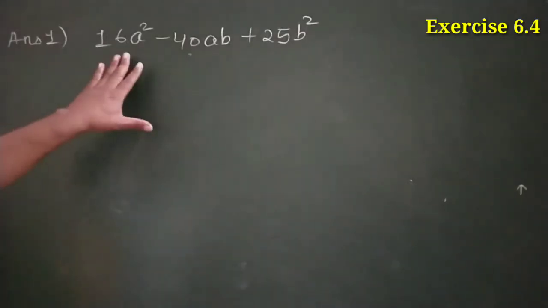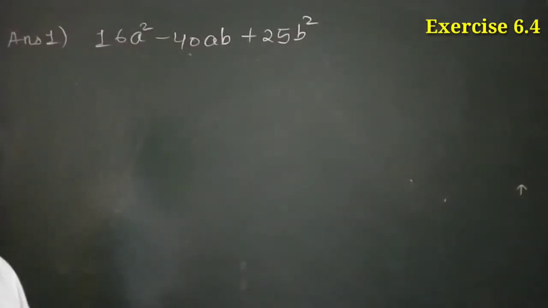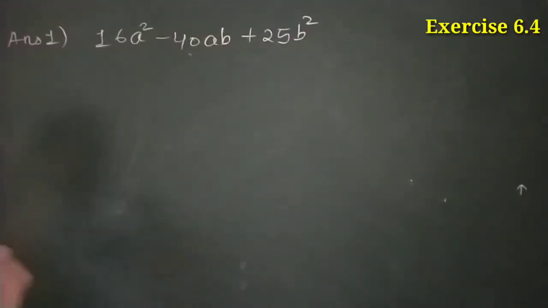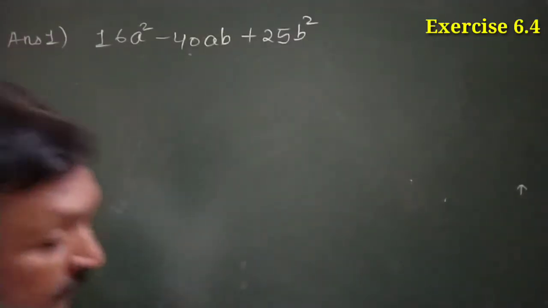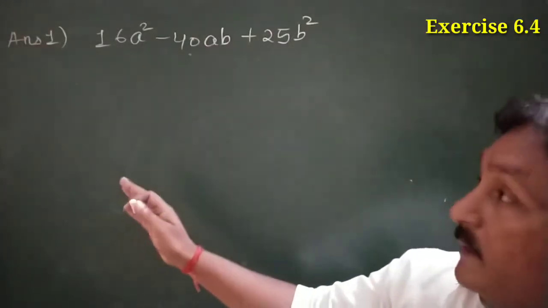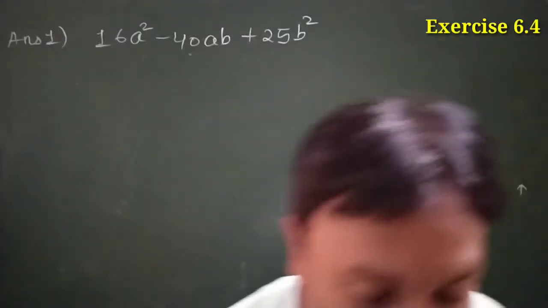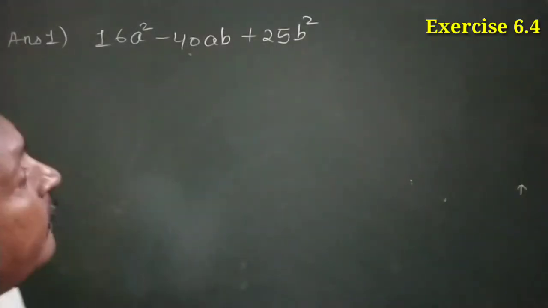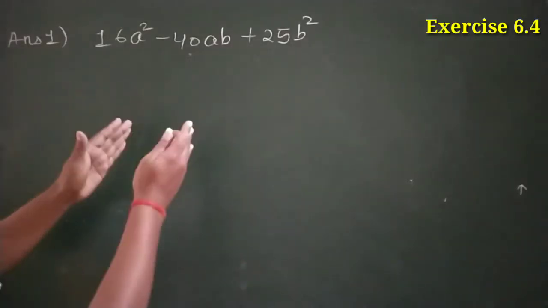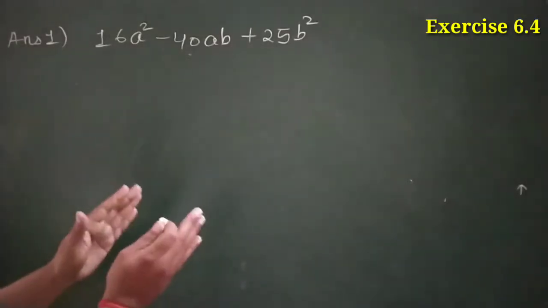Okay student, now see this exercise 6.4 question number 1. It is 16a square minus 40ab plus 25b square. So how to solve it? This is not a new thing. This is the old thing which is based on our identities. We have to do it with the help of converting this expression into the identity.